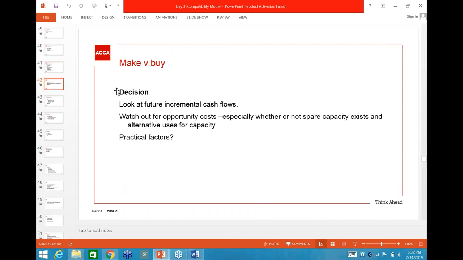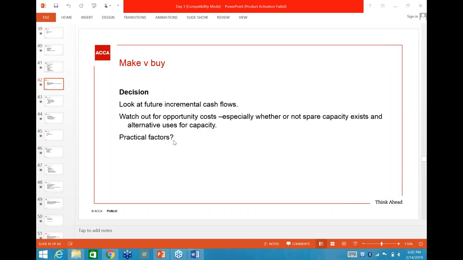So in terms of a make or buy, how do you decide? You have to go for the cheaper option of the two. Look at future incremental cash flows. Watch out for opportunity cost, especially whether or not spare capacity exists and alternative uses for capacity, especially in terms of material and labor. More importantly, labor. They regularly test that. So the contribution lost has to be taken into account.